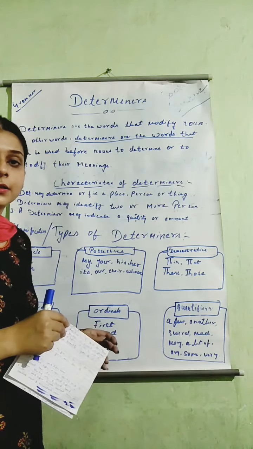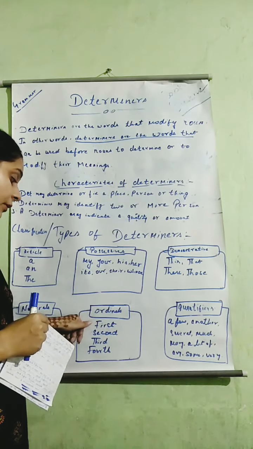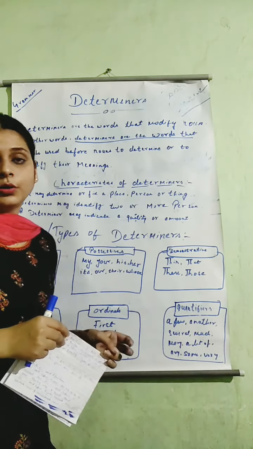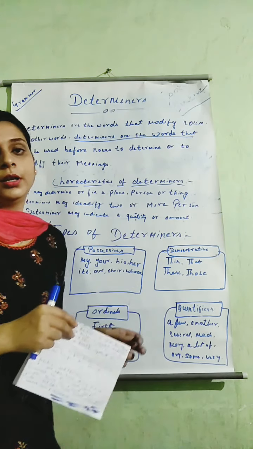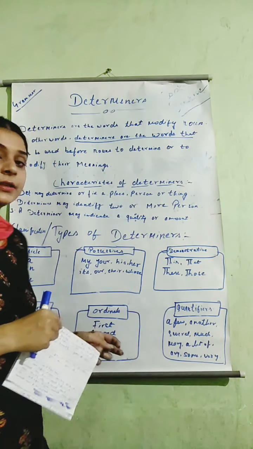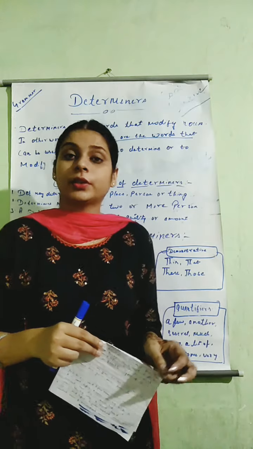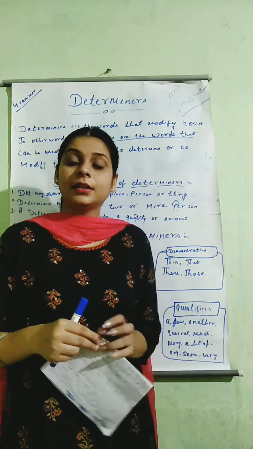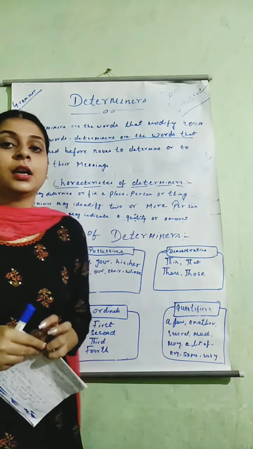Ordinals are, for example, first, second, third, fourth, and so on. And the next are the numerals, like 1, 2, 3, 4, 5. So these are the examples of numerals.